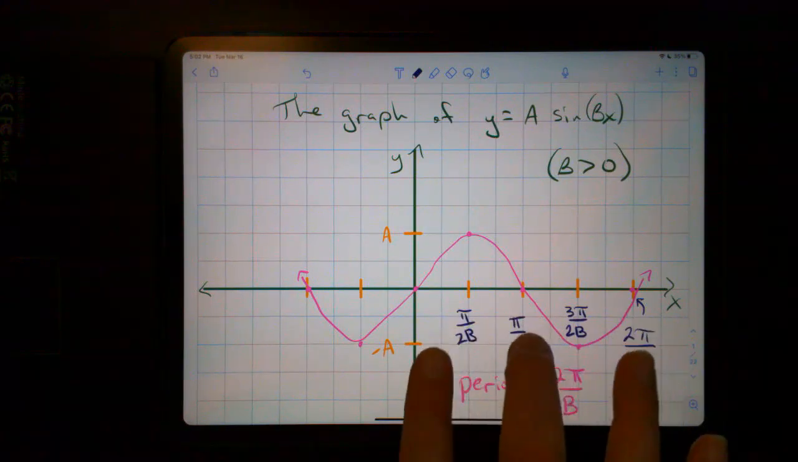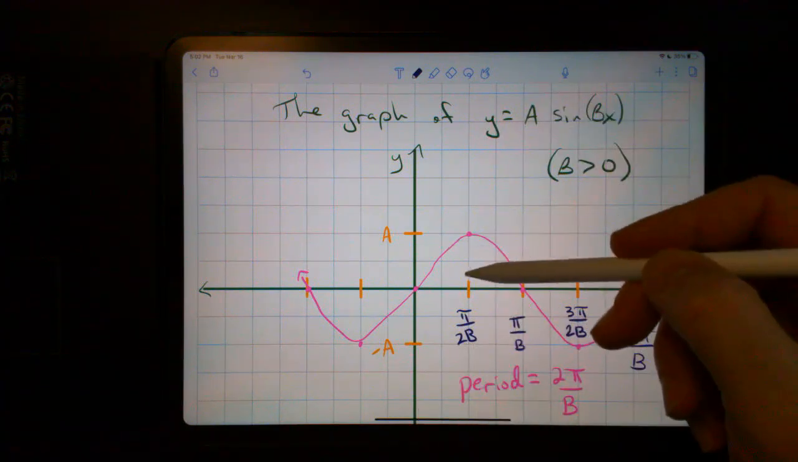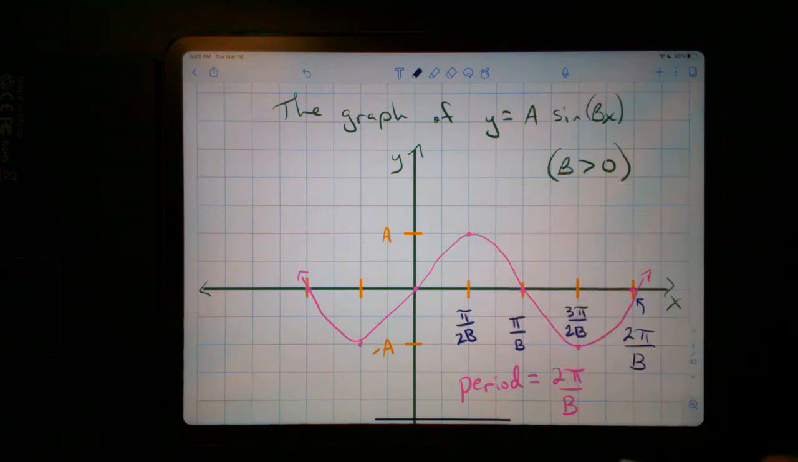So that's where these four numbers come from. Your amplitude is going to go up a units, and this graph will also go down a units.